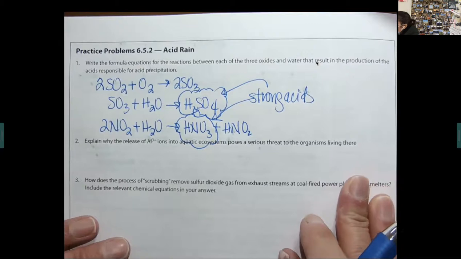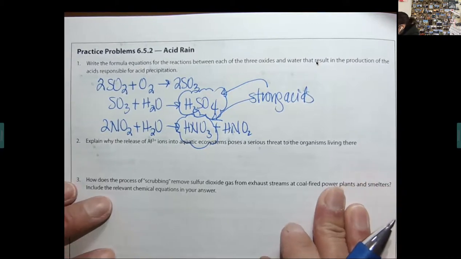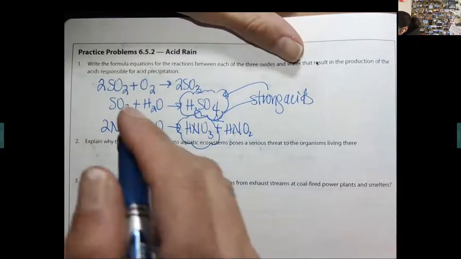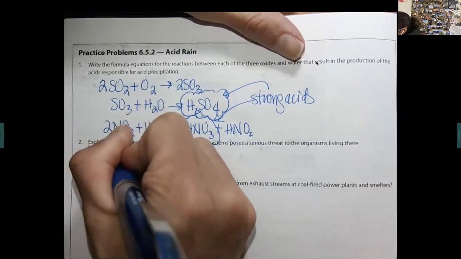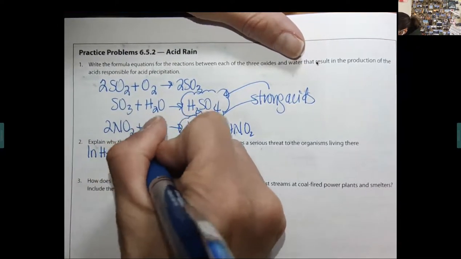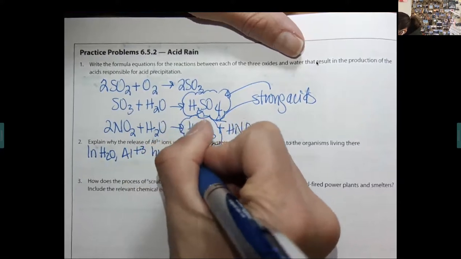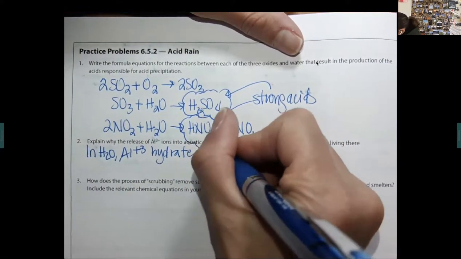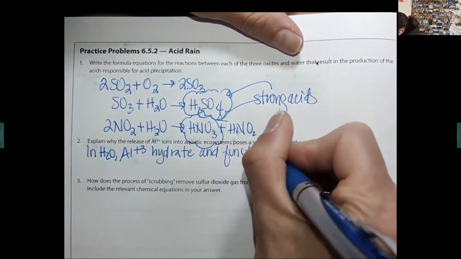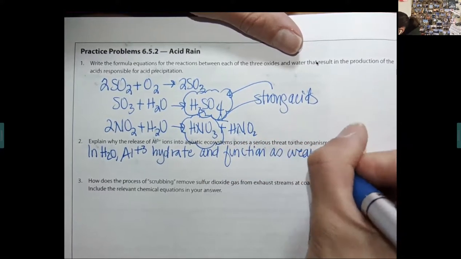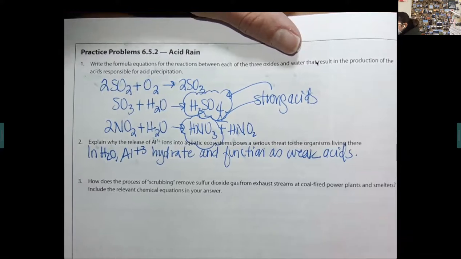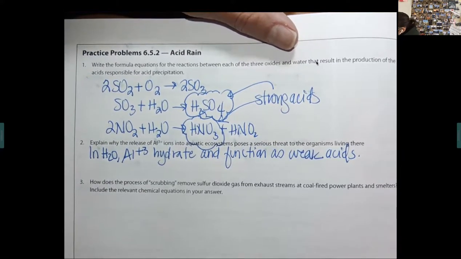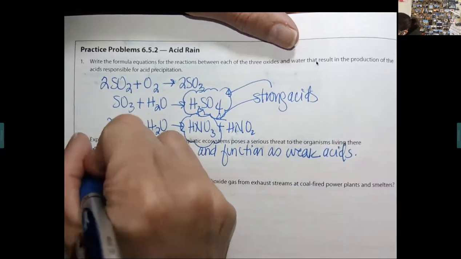Okay, now explain why the release of aluminum ions into the aquatic ecosystems is a serious threat. So in water, aluminum ions hydrate, so they'll be surrounded by water molecules, and they function as weak acids, which means there's going to be hydrogen ions released. And when the hydrogen ions release, then it's going to lower the pH.